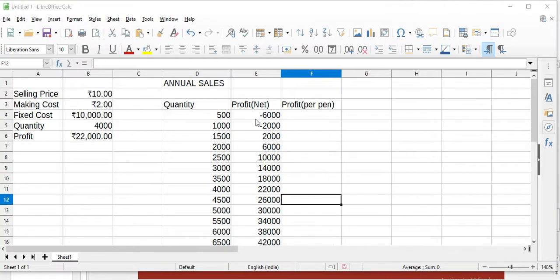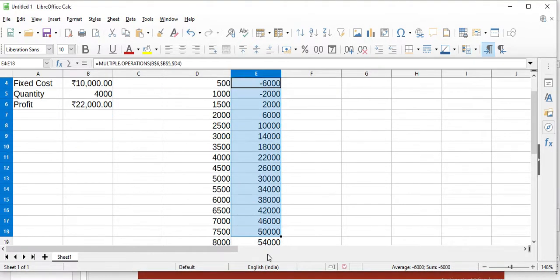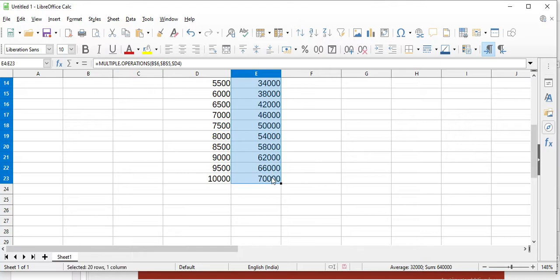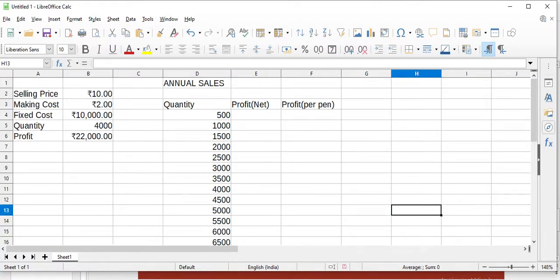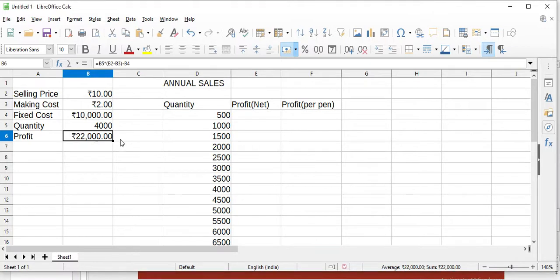For finding that, I will erase all this first. This is the profit which we have found, that is the net profit for your product. Now here I will find the profit per pen by writing the formula: profit divided by the quantity.